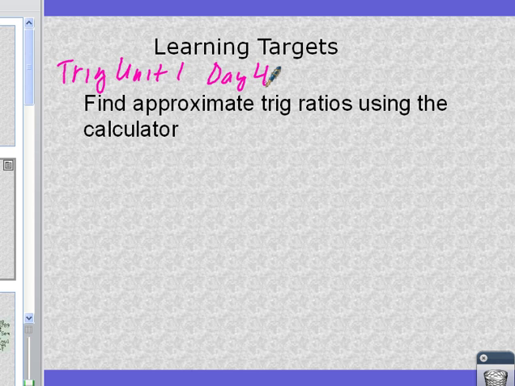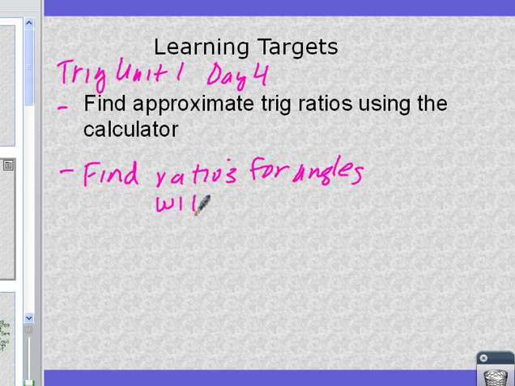We're also, it's not on here, but it kind of goes along with this, going to find ratios for angles with degrees, minutes, and seconds. And you'll see what this is. So it seems really easy, and most of it is, but there's a few little tricks that you're going to want to remember or write down for some of the things that are new.